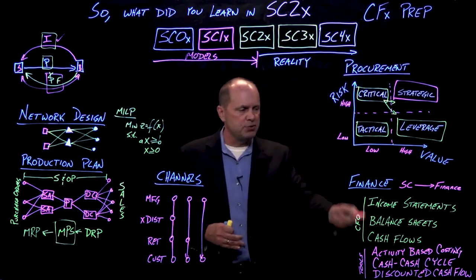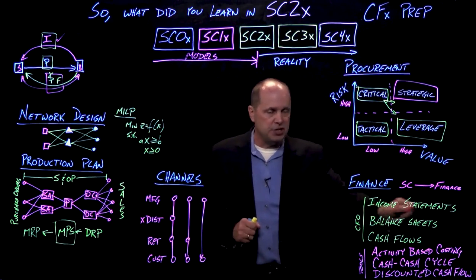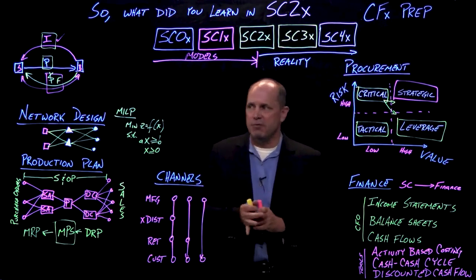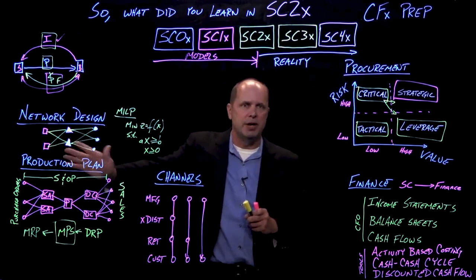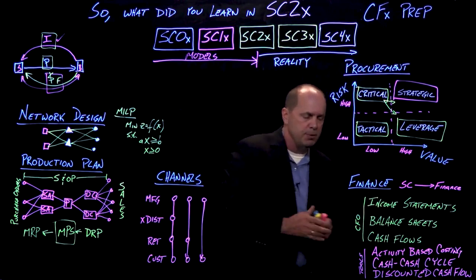The CFO's tools are the income statements, the profit and loss, the balance sheets, and the cash flows. They're looking at financial flows. They really don't care if you have a DC somewhere. They care about how it's affecting the financial flows within the company.